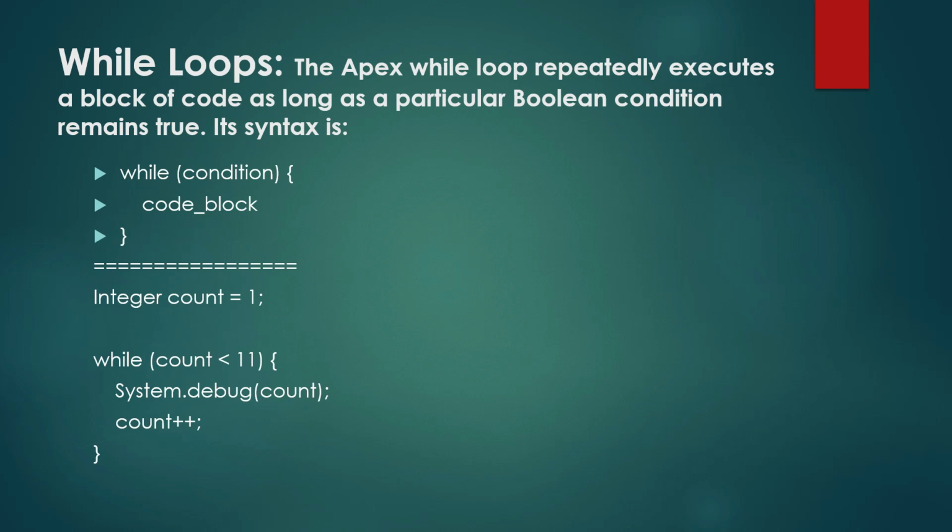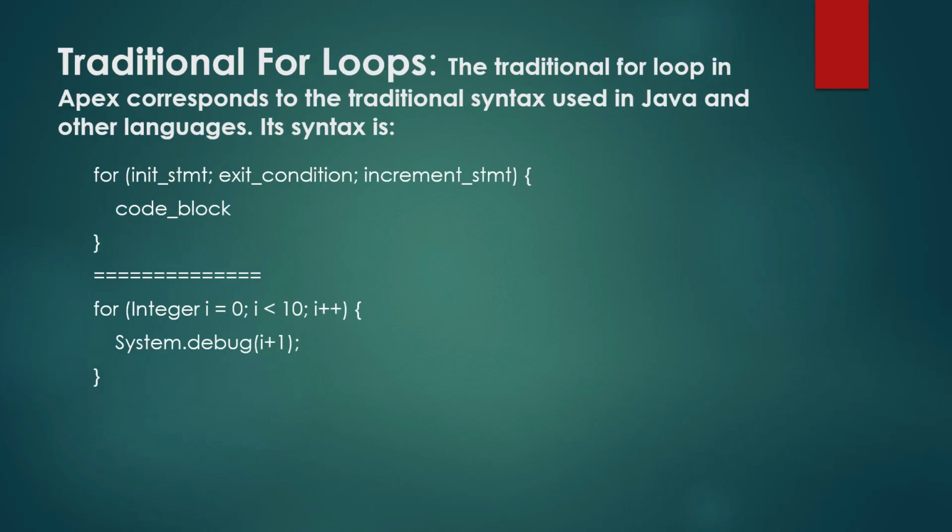Every time it will increment by 1. So if the count is 1, the next value is going to be 2. Then it will go and check the condition and print the value of the integer count. Then it will increment the value again. So it will go on until the condition is true. Once the condition is false, it will come out of the loop.